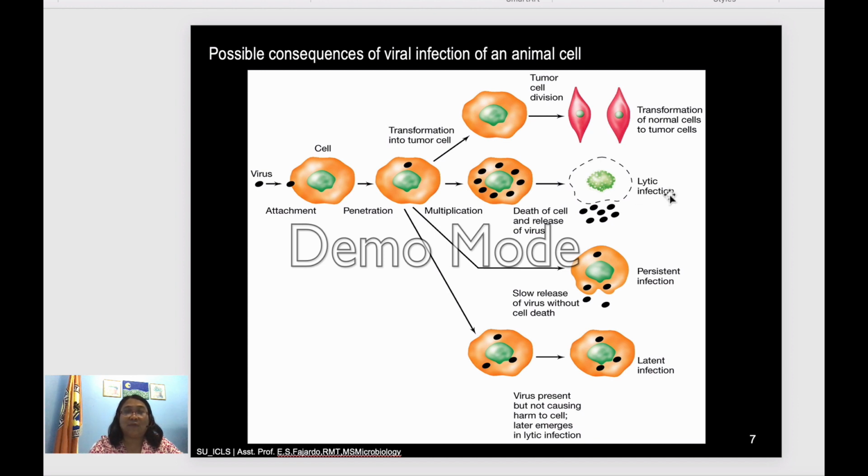So the cell will eventually die after the release of the virus. Another is persistent infection, in which the virus keeps on shedding. Okay. Slow release of the virus without cell death, but you are carrying the virus and you can be infectious to healthy individuals. And then the last one is the latency. Okay, latent infection.